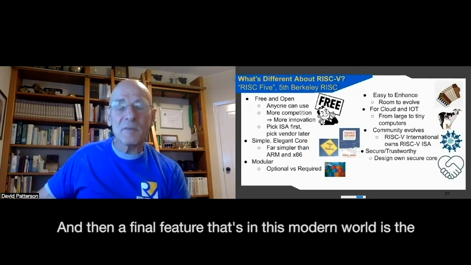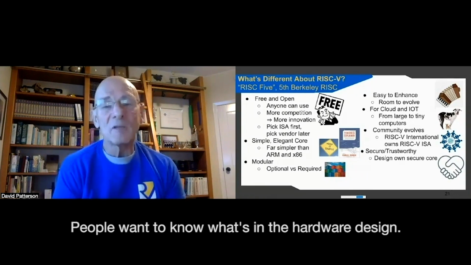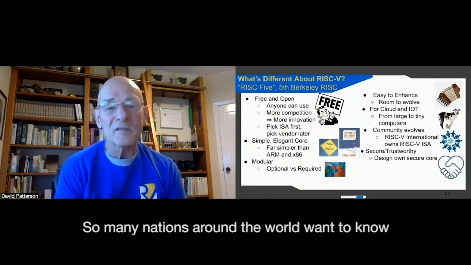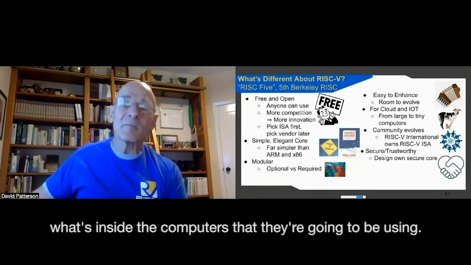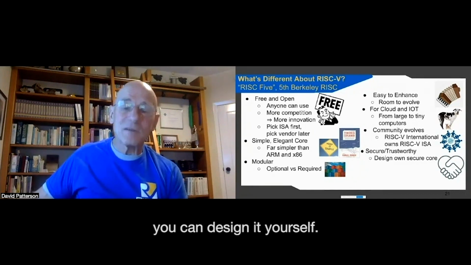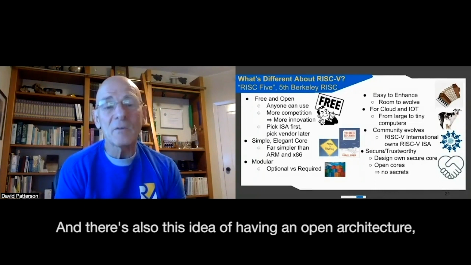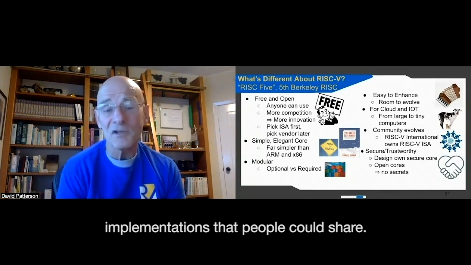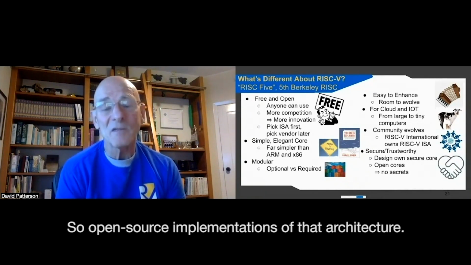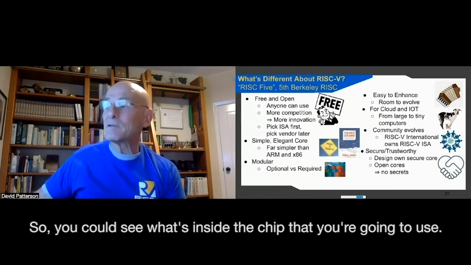And then a final feature in this modern world is the importance of openness. People want to know what's in the hardware design. Many nations around the world want to know what's inside the computers that they're going to be using. By having an open architecture, you can design it yourself. And having an open architecture, open in vocabulary, means there can be open implementations that people can share. So open source implementations of that architecture, so you can see what's inside the chip that you're going to use if you want to do that.